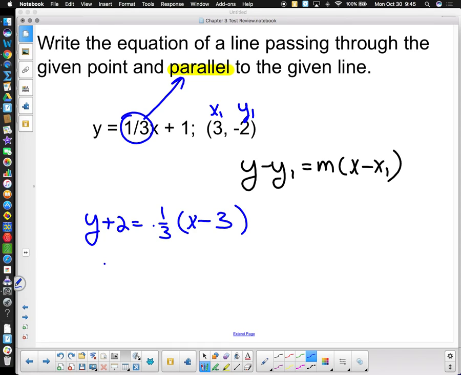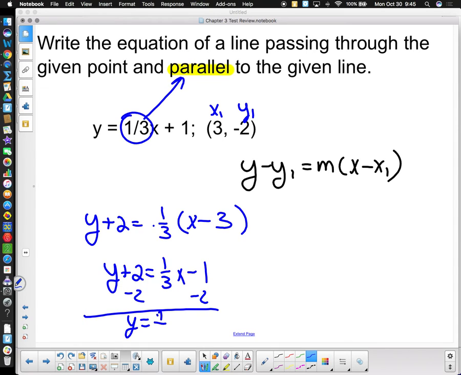And now we just do our algebra. And 1/3 times negative 3 is negative 1. And one step of addition and subtraction, I get y equals 1/3 x minus 3. Okay? So once I have all my numbers in, I have to do the same 2 steps every time. I distribute, and then I move this number over. It's the same 2 steps every time.